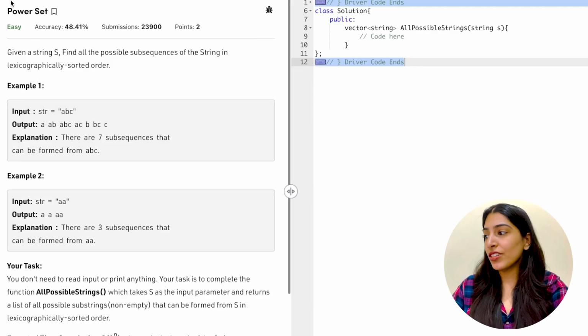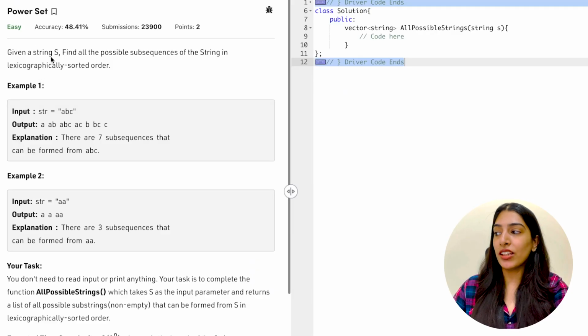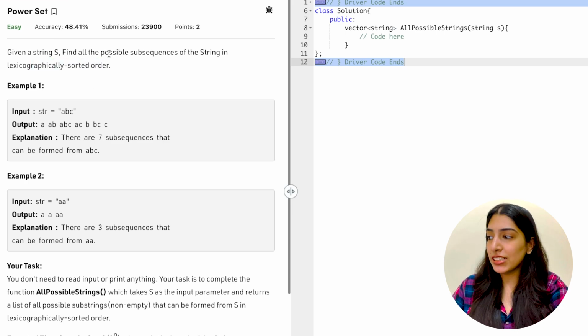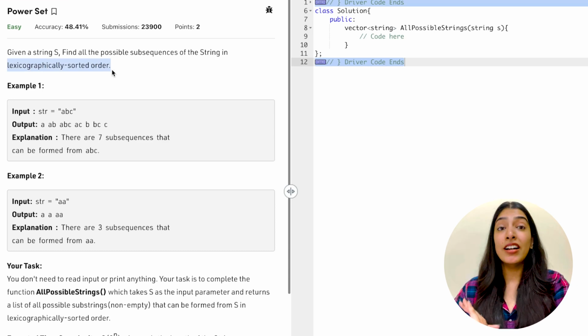The question that we are going to discuss today is the power set question. So we are given a string and we have to find all possible subsequences of the string in lexicographically sorted order. So first let's concentrate on this and then we will see how can we convert our answer to lexicographically sorted order. Don't worry, I will explain everything properly. Even if you're a beginner, don't worry at all.